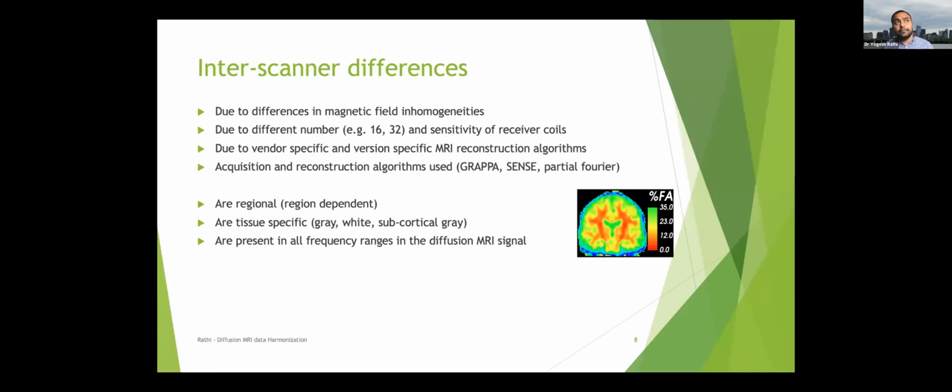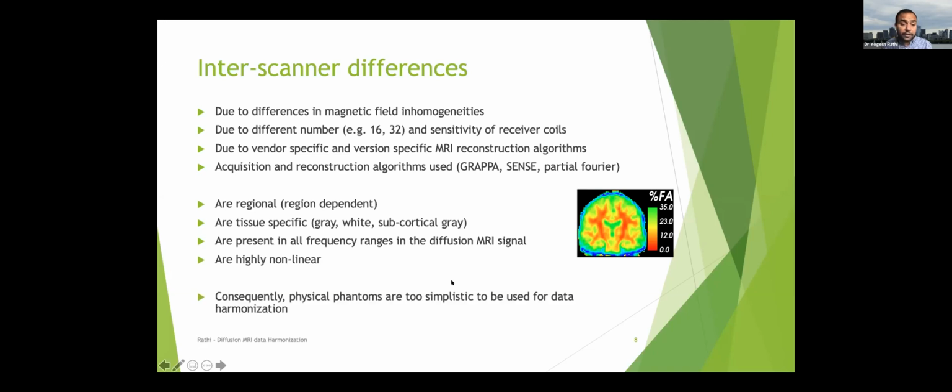So unlike T1 weighted and T2 weighted images where you have only a single scalar, here the data is 4-dimensional. So a lot of different changes exist in all frequency ranges. And these are highly nonlinear.